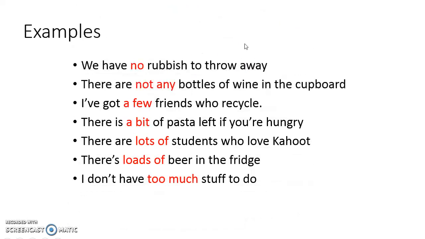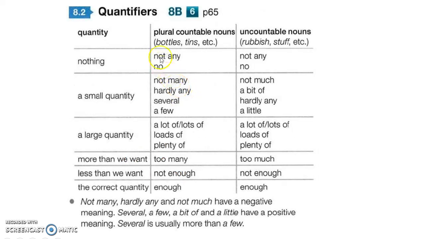Let's observe some examples here. We have "not rubbish to throw away," or "there are not any bottles of wine in the cupboard." So as you see, we're using not any or no for countable or uncountable nouns when we have nothing, right? When the quantity is zero.